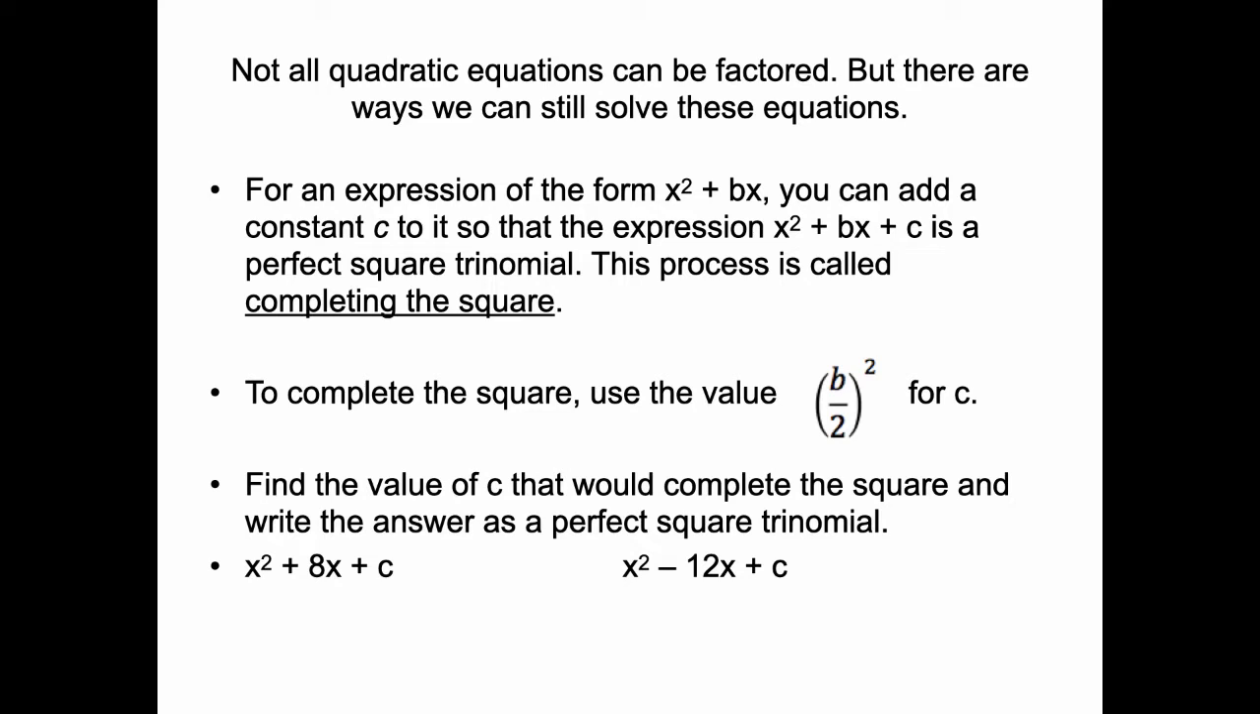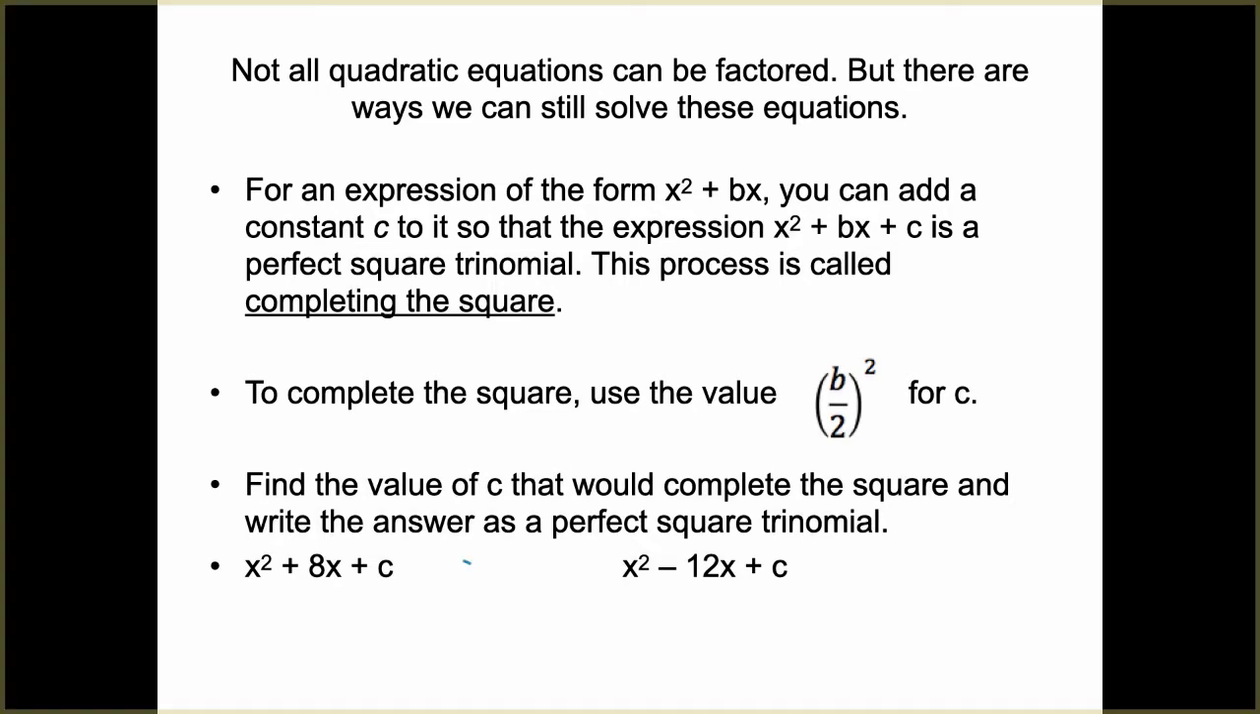We want to find the c value. The c value is b divided by 2, squared, and our b here is 8, so 8 divided by 2, all squared. 8 divided by 2 is 4, and that's all squared, so c is 16. So we put our 16 in place of c, and we get x squared plus 8x plus 16. This is now a perfect square trinomial, and we can factor that later into a binomial squared, which we'll be doing later.